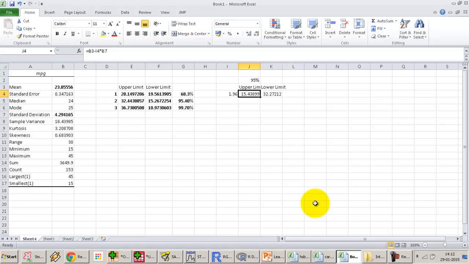So between 15.43 and 32.27 lie 95% of all the observations, which is very close to 2 standard deviations. 2 standard deviations goes up to 95.4. Exactly 95 comes just under 2 standard deviations, which is at 1.96 standard deviations. So that value is 15.4 to 32.27. At 2 standard deviations it is actually 15.26 and 32.44, close enough, but for an exact value we take plus minus 1.96 standard deviations.